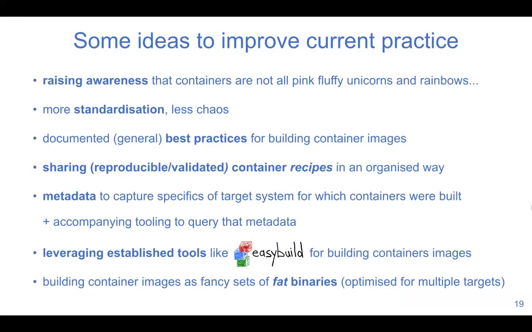And one thing that's definitely missing, and a spy in the room told me that Christian mentioned this as well this morning, is some kind of metadata you can capture in the container image, so you can query it later and figure out what kind of system it was built for. That's something very important to me. So you can at least figure out to what degree the container image you're using is capable of running well on your host system. And also, ideally, for building container images, people should use established tools. So not build things from source manually in container recipes, but leverage existing tools.